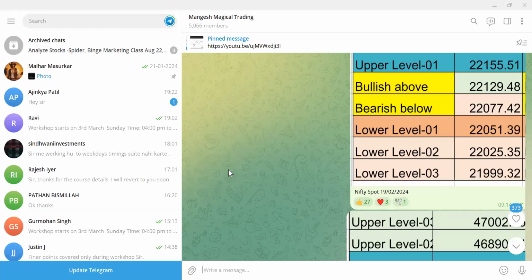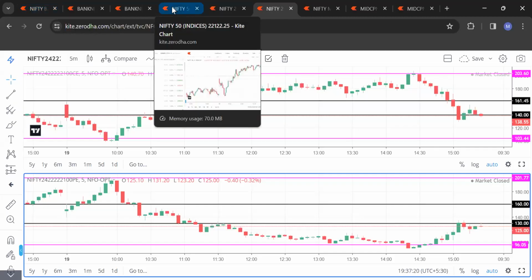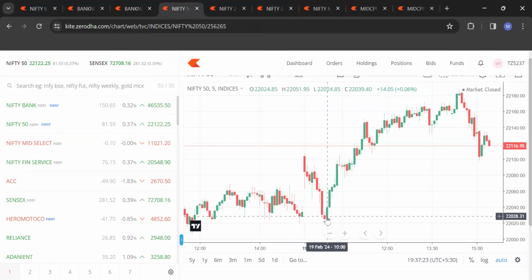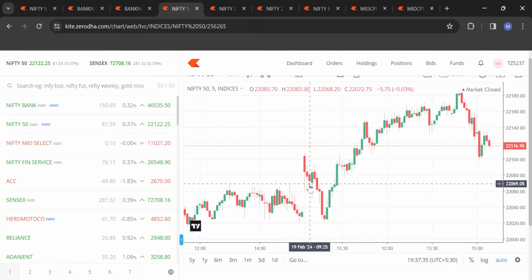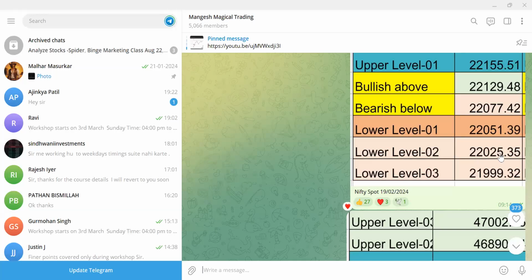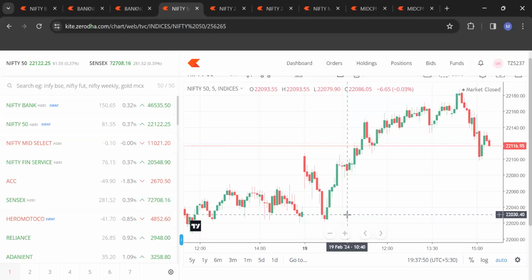Yeah. So see this, bearish below 22,077. Now see 22,077. Let's go at the same time on the Nifty chart. The moment 22,077 was broken, somewhere over here, just see the downfall started. And then what could be the next level? 22,051 and 22,025. So it came down all the way to 22,025. Let us draw a level at 22,025.